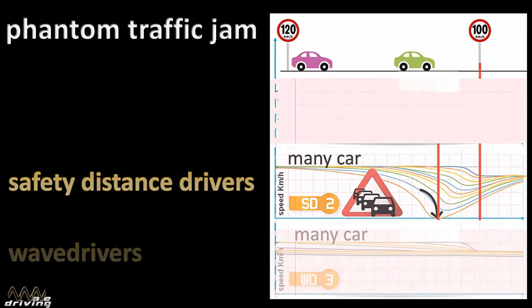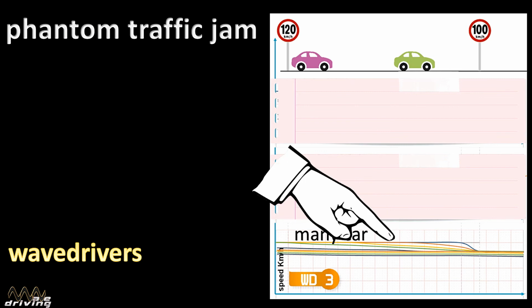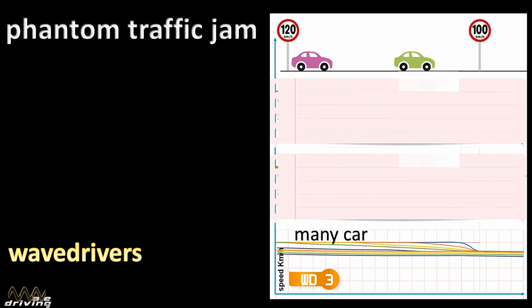A wave driver starts braking before the vehicle preceding it, but its minimum speed is the same as the vehicle preceding it. The blockage never gets to be generated.